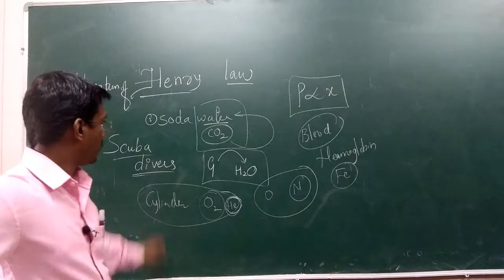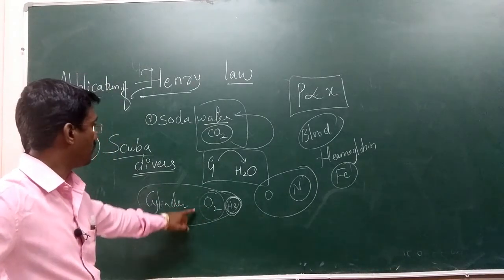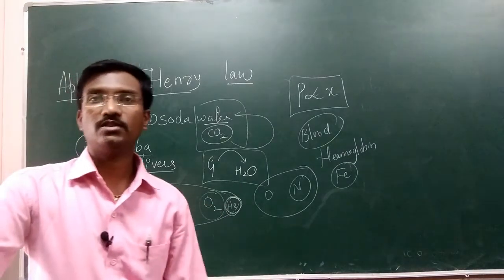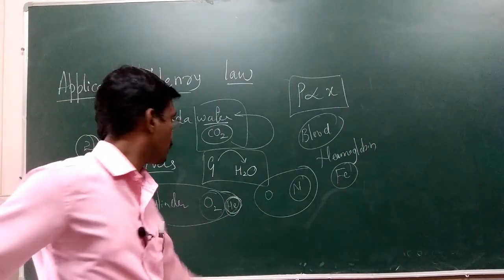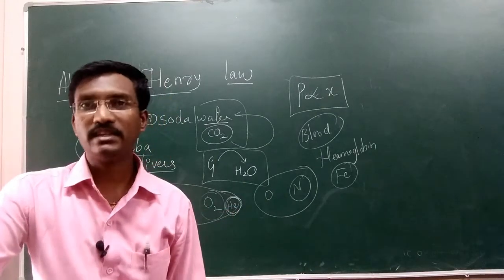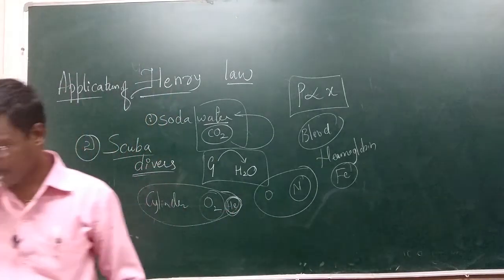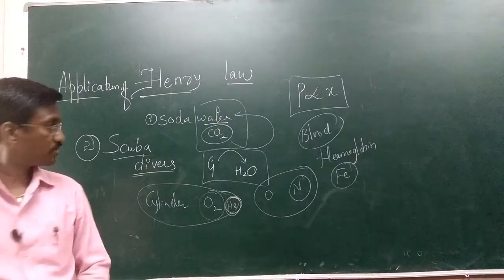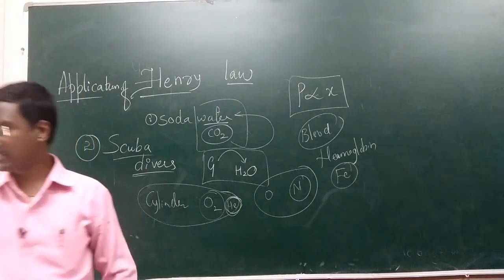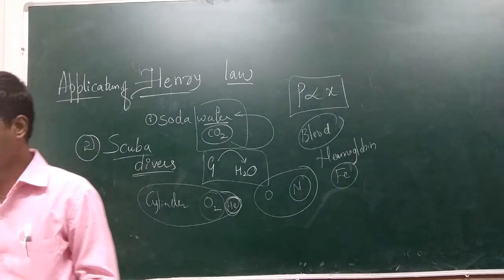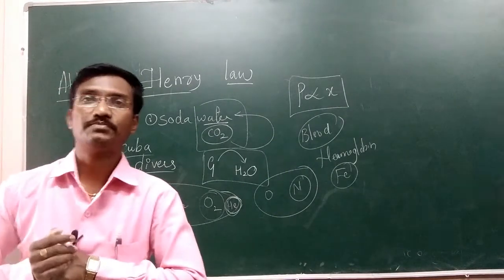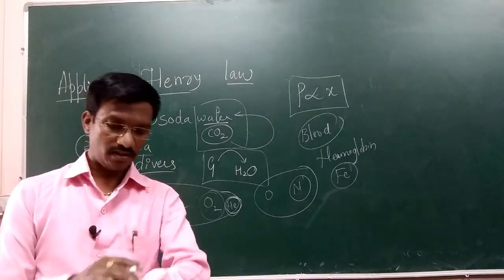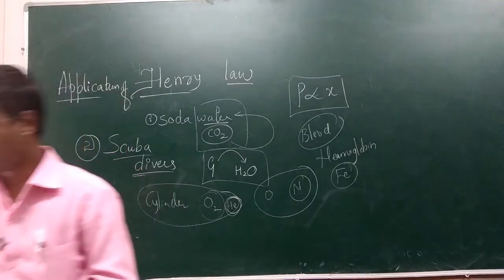Okay. If the pressure increases in the oxygen, there is a tendency for the oxygen to mix with hydrogen. Therefore, to reduce that, we are using helium gas in the cylinder. This is the second application. If we do not use helium, there is a tendency to form the risk of bends. Means some of the bones will be stuck up. It will undergo some diseases.